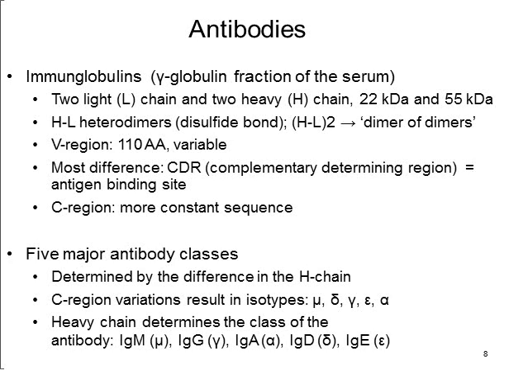The constant region variation changes the isotype from mu, delta, gamma, epsilon and alpha. The heavy chain, however, determines the class of the antibody. So IgM, for example, is isotype mu, IgG is gamma, IgA alpha, IgD delta, and IgE for epsilon. And we'll now have to work through all 5 of these classes individually.